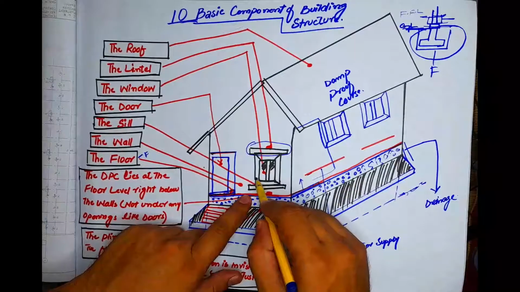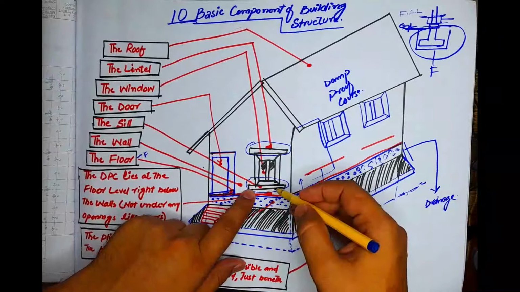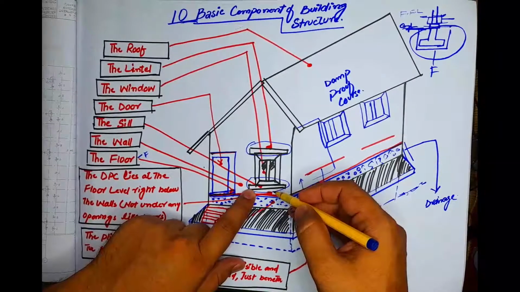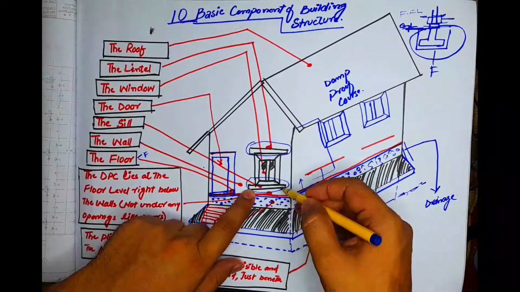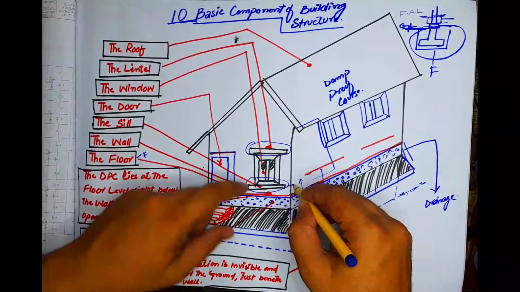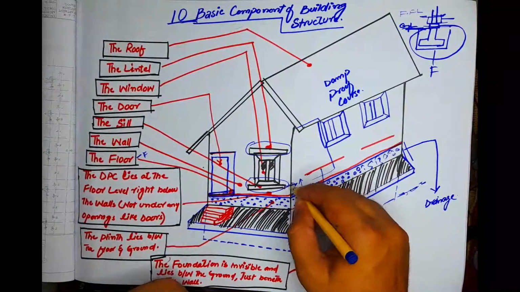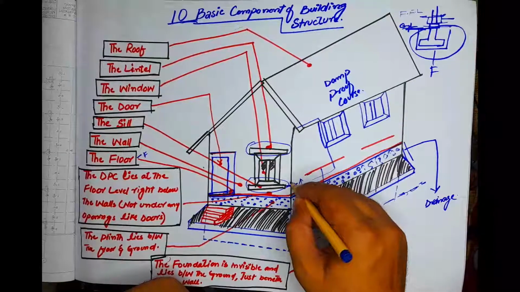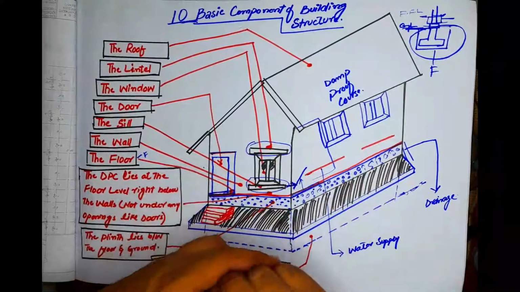Now what is called sill? The sill is a part of the wall that is just below the window. We can measure the level from it, and take the sill level into account also.